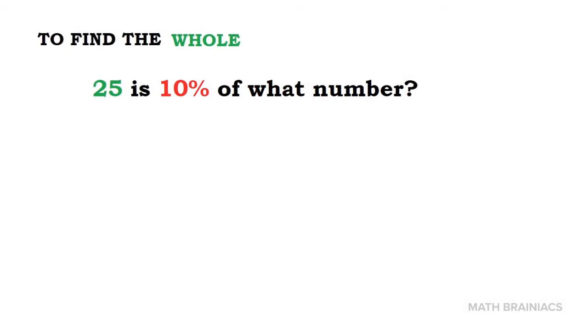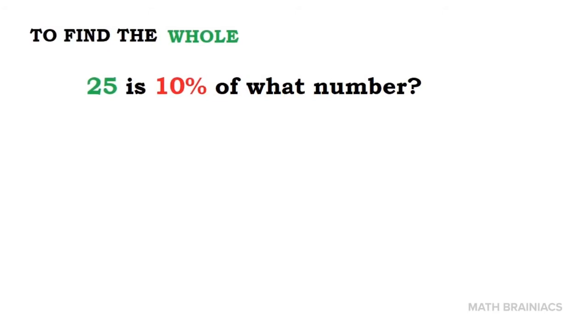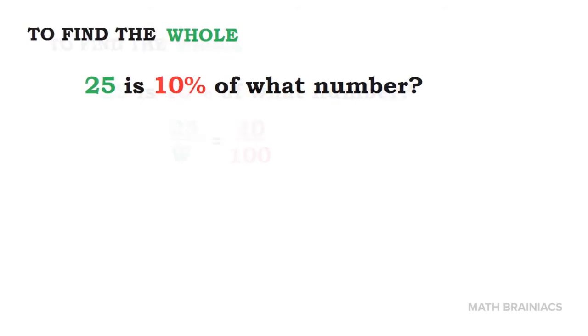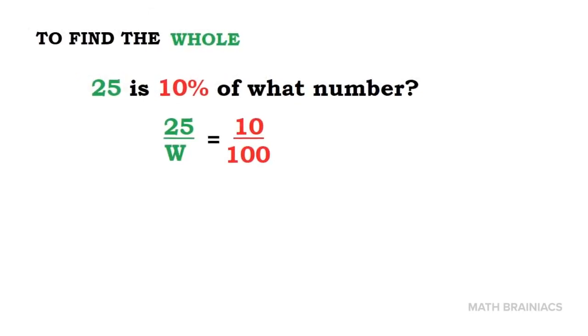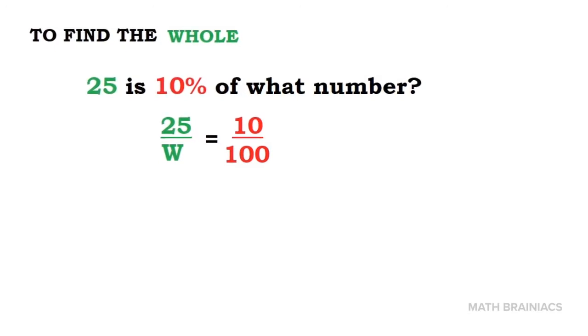If we are going to find the whole, I want you to take note of the steps also. 25 is 10% of what number? We need to convert the 10 into fraction so that it will give 10 over 100. And 25 over what number? The whole number. Thereby, it will give us the equation 25 over W is equal to 10 over 100.